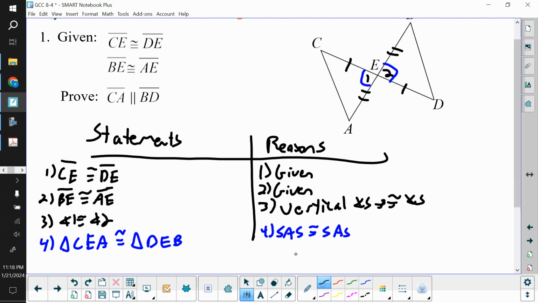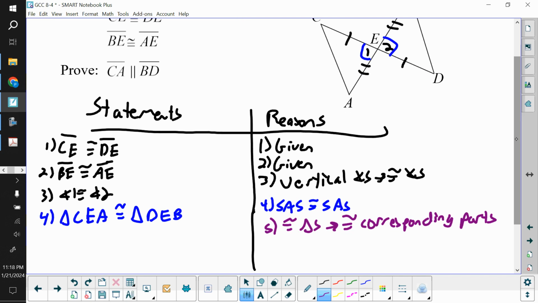Since we just said congruent triangles, next we would want to do congruent triangles implies congruent corresponding parts. And that was from day one of this unit. This allows us to get either additional sets of sides or additional sets of angles congruent. For our purposes of getting parallel lines, we're going to try and get a set of congruent alternate interior angles here.